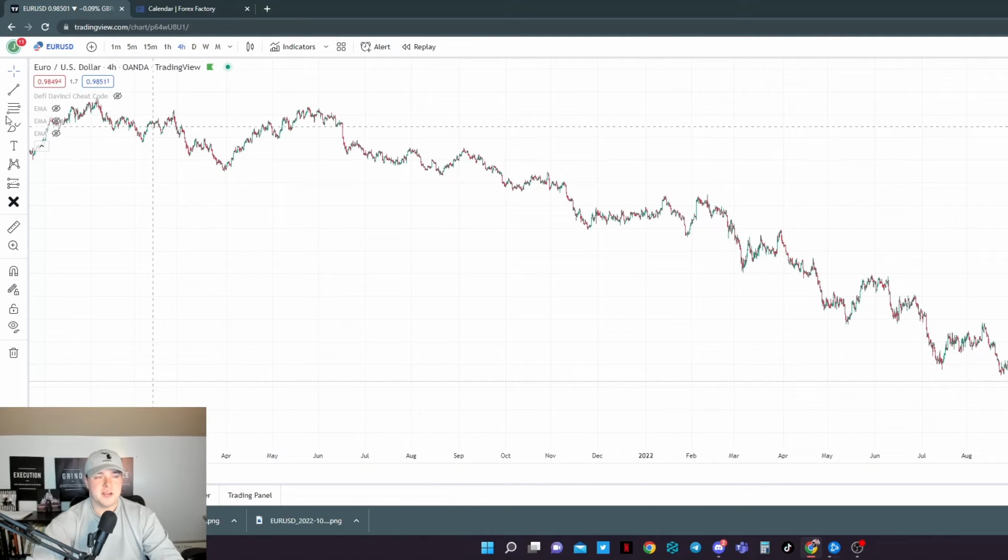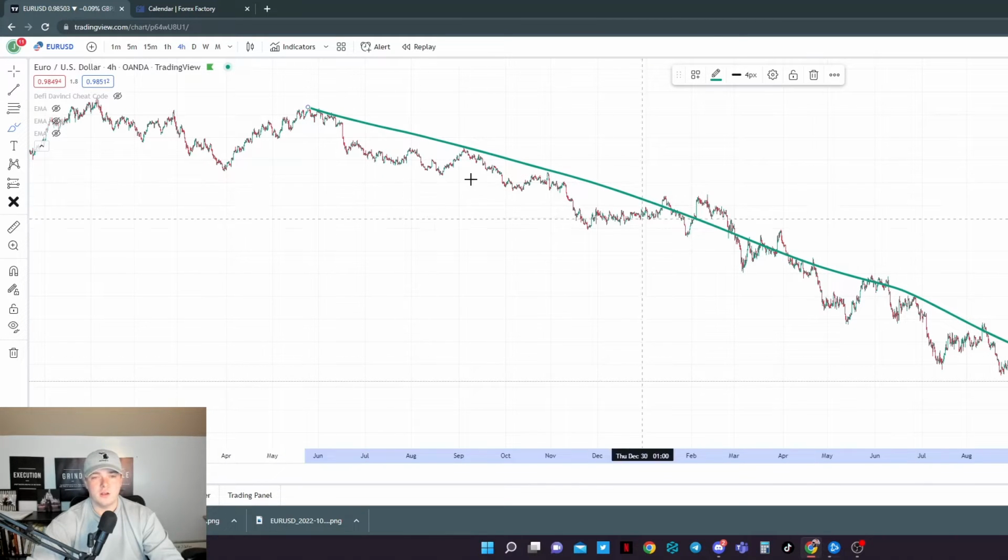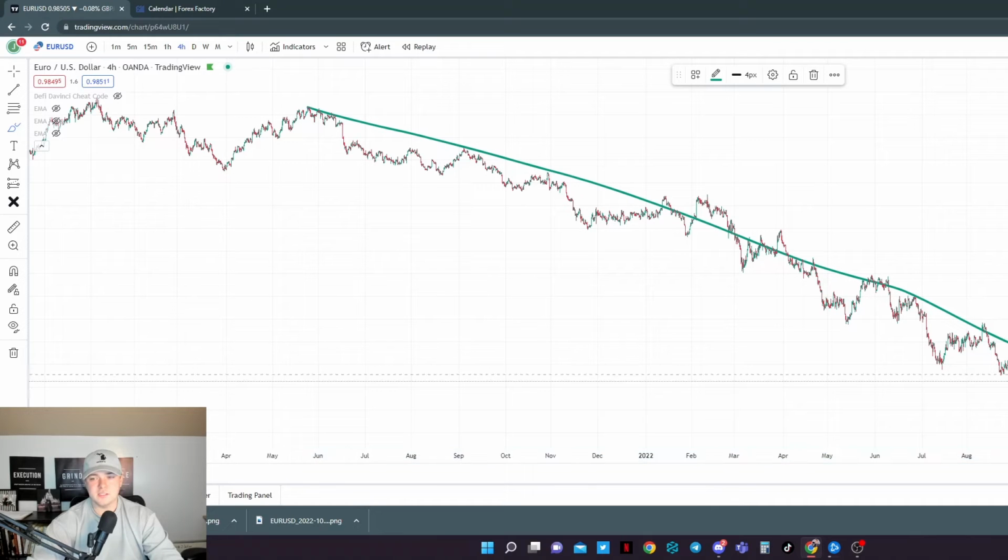this pair has been trending down since May. It has been straight down since May. We haven't had any direction change. It's been perfect all the way down of support and resistance.